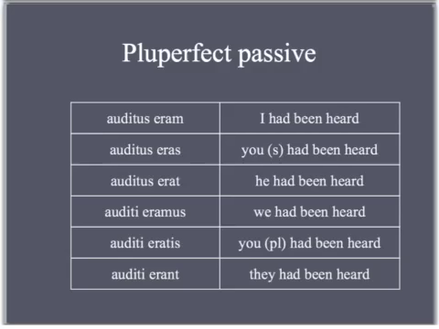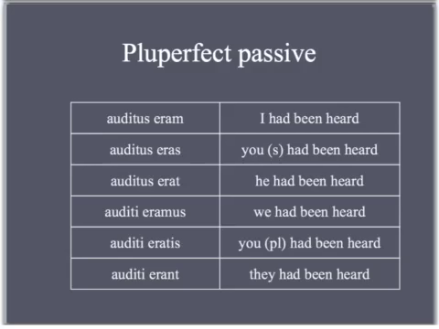So it must be, just like in our normal actives, audiveram, I had heard. So it's audita eram, I had been heard, you had been heard, he had been heard. Again, if this was audita erat, it would be she had been heard. Auditi eramus, we had been heard. Auditi eratis, you plural had been heard. Auditi erant, they had been heard.